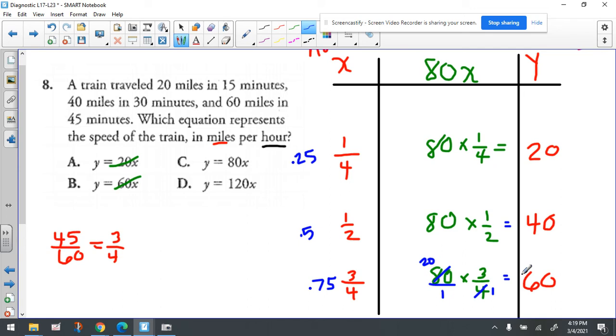Now, one of the things that I just want to add is, what if we were going to go for 1 hour? So this is showing partial hours. If we went for the full hour, it's my hope that everybody realizes that you would just do 80 times 1, and that would give you 80 miles per 1 hour, right? So that confirms that choice C would be correct.